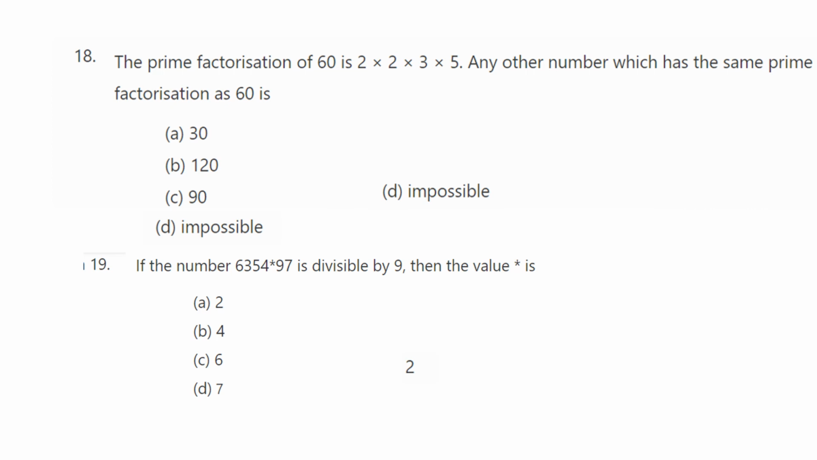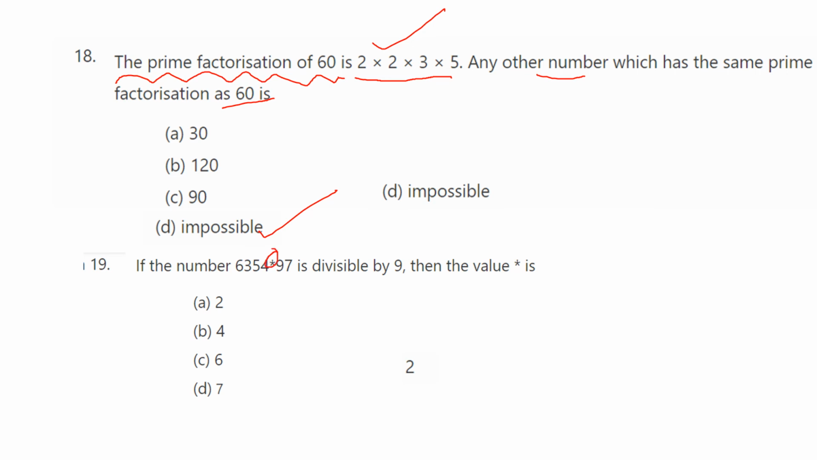Next, the prime factorization of 60, we already know, is 2 into 2 into 3 into 5. Any other number which has the same prime factorization as 60, that is impossible. So no number has the same factors. So that is impossible.